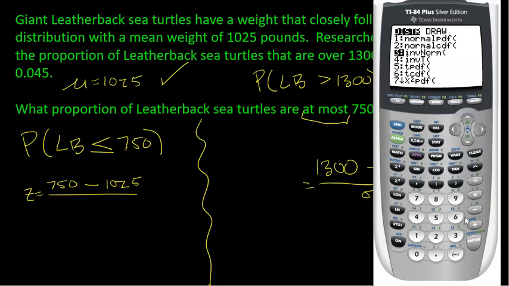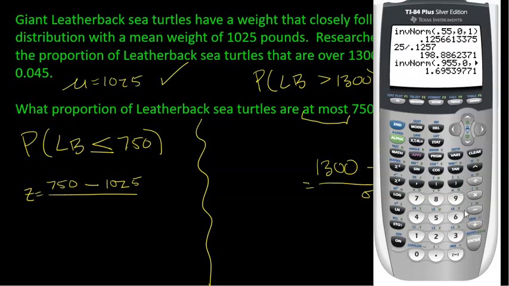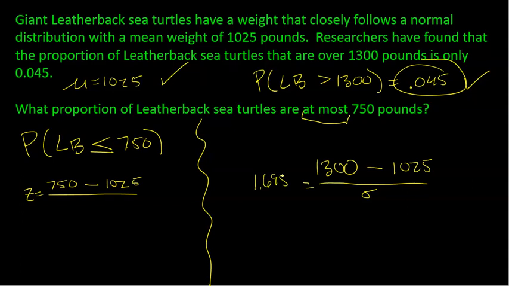So let's go once again to invert norm. And remember, though, the only thing is invert norm does the below. It wants the proportion below. So if there's 0.045 above, then there's 0.955 below. Hopefully you can do that math, right? 1 minus 4% is 0.96 minus the extra 0.005. So if you need a calculator to do that, go ahead. But if there's 0.045 above, there's 0.955 below. All right, so this is going to get me the z-score that I need here, 1.6954. So this is the z-score that represents a 1,300-pound turtle, which I know has 0.045 above it.